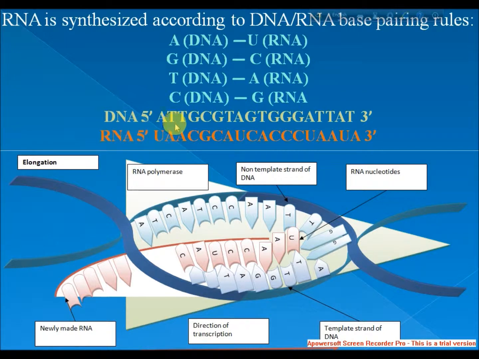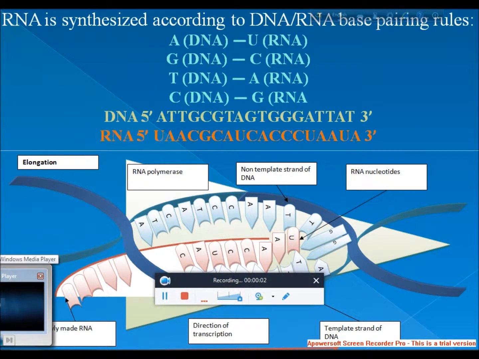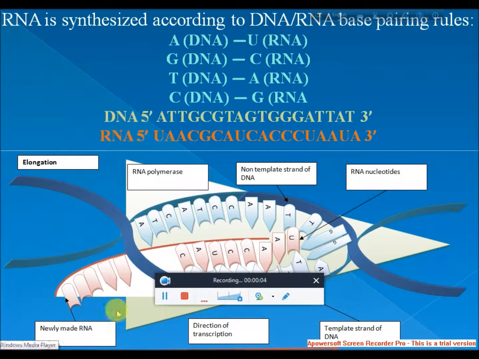Where the DNA 5' to 3' sequence is ATGCGTA, GTGGG, ATTAT, it turns to in RNA UAACGC, AU, CACCC, UCC, UAA, UA.